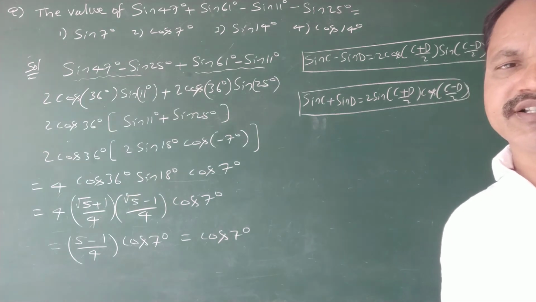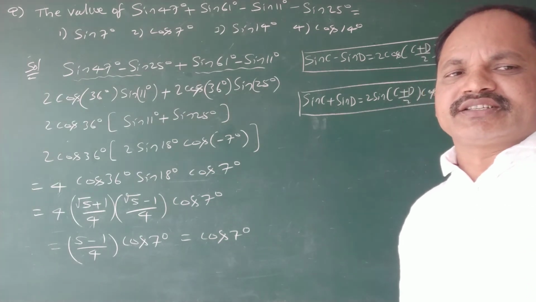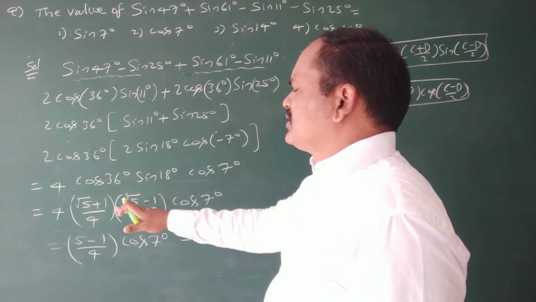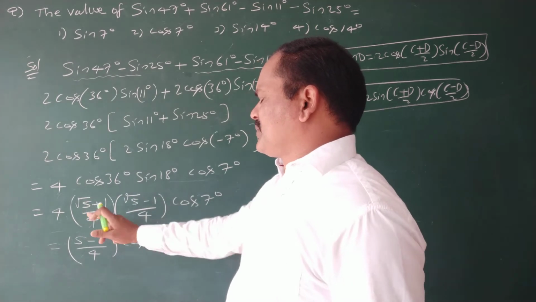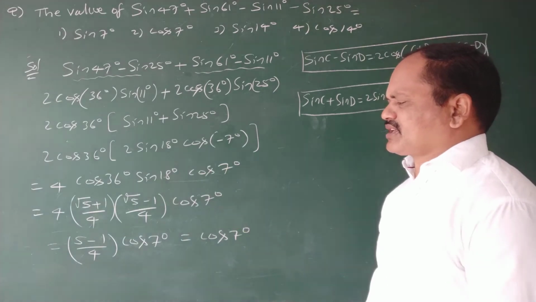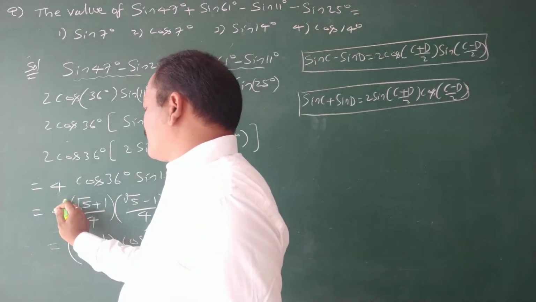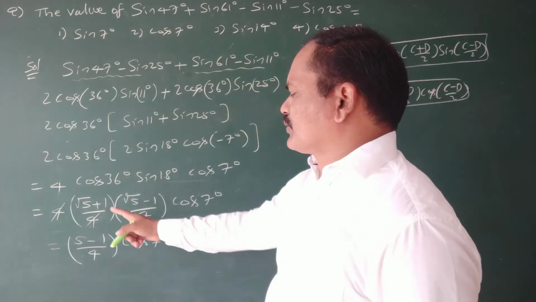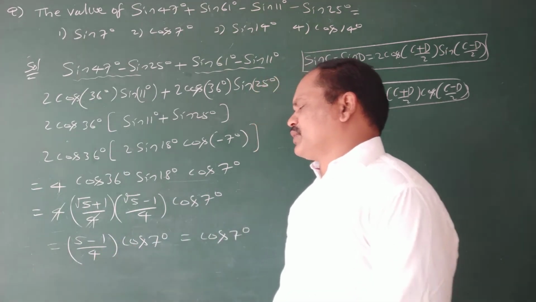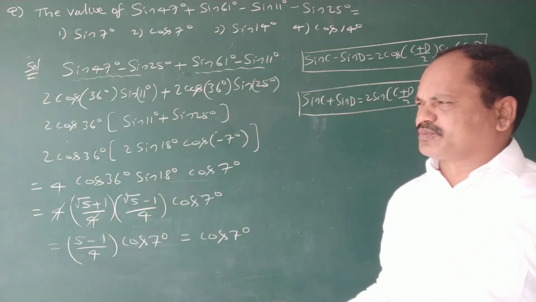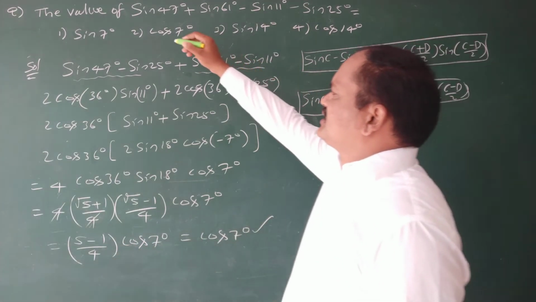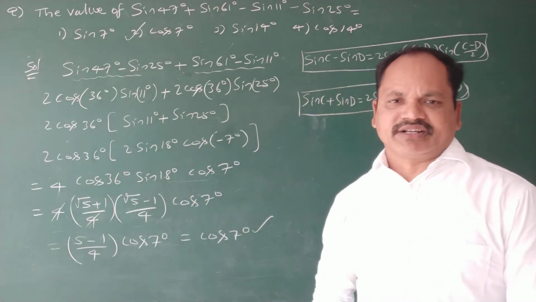Since cos minus theta is cos theta, here 4 times cos 36, which is (root 5 plus 1) by 4, times sin 18, which is (root 5 minus 1) by 4, and then cos 7 degrees. Now the 4 gets cancelled. Root 5 plus 1 into root 5 minus 1 is 5 minus 1, that is 4, so 4 by 4 cancels. Now cos 7 is the answer, that is the second option. That's why the second option is the right answer for this question.